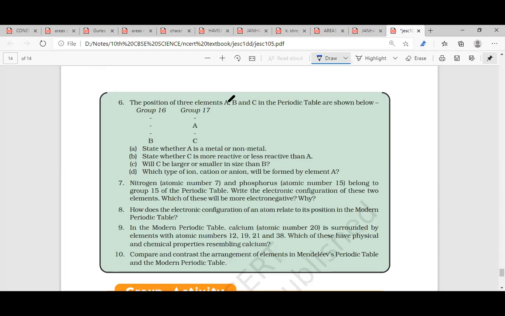How have the limitations of Mendeleev's table been removed in the modern periodic table? That also can be one of the questions. The position of isotopes is one of the limitations in Mendeleev's periodic table. In the modern periodic table, all isotopes are placed at the same position because they have the same atomic number.